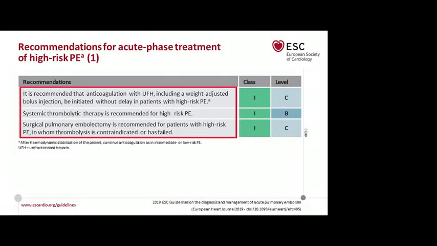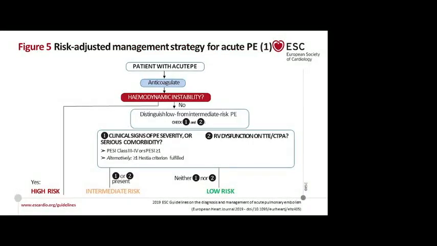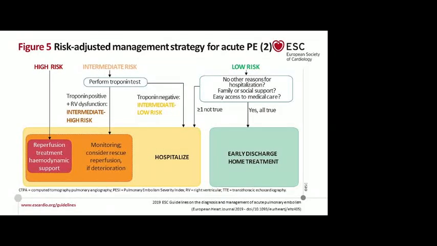The ESC guideline I just mentioned recommends that anticoagulation with unfractionated heparin, including a weight adjusted bolus injection, be initiated without delay in high risk patients. I discussed these things. So this is a risk adjusted management strategy for acute pulmonary embolism. When the patient comes to the ETU, we can first anticoagulate, then look for hemodynamic instability. If it is there, the patient goes directly to the high risk category. If not, we have to assess with the above mentioned tools for right ventricular dysfunction and other comorbidities.